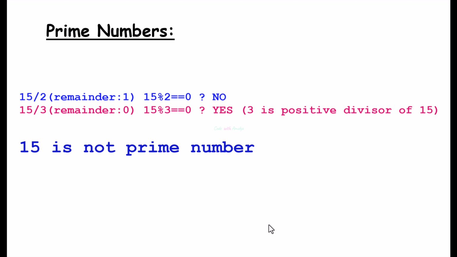For example, if the given number is 15 and we want to check whether 15 is prime or not, we need to start from 2. We need to divide the given number by 2 and check for the remainder. Next, divide the number by 3, check for the remainder, like that. Here 15 is not a prime number because it is divisible by 3. It is completely divisible by 3. So 3 is a positive divisor of 15, so it is not a prime number.